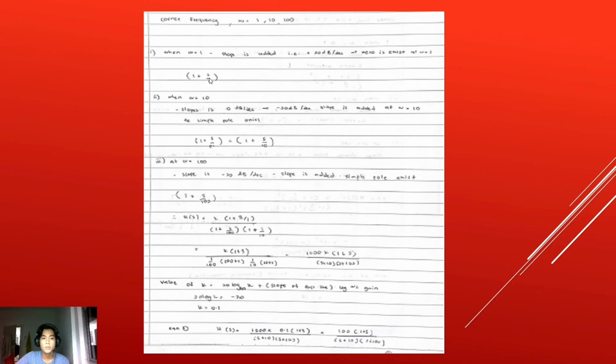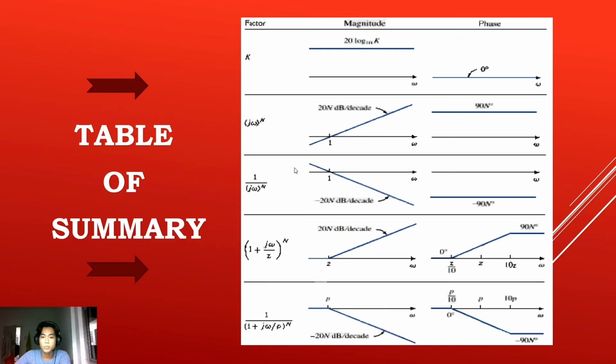So for the second one, when omega equals 10, the slope is 0 dB. So at negative 20 dB slope is added at omega equal to 10. So a simple pole exists, which means 1 plus s over 10. So this is the guidance from the table here. We use the table here to find the factor.